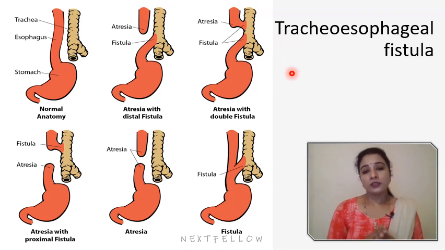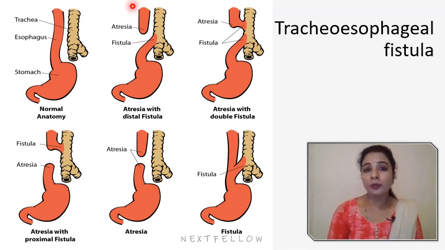Next, that was about the development of the lung and lung buds. Let's see some congenital anomalies associated with it, a very common one called tracheoesophageal fistula. The faulty partition of the foregut by the tracheoesophageal septum leads to an abnormal communication between the trachea and the esophagus. This anomaly is often associated with esophageal atresia.